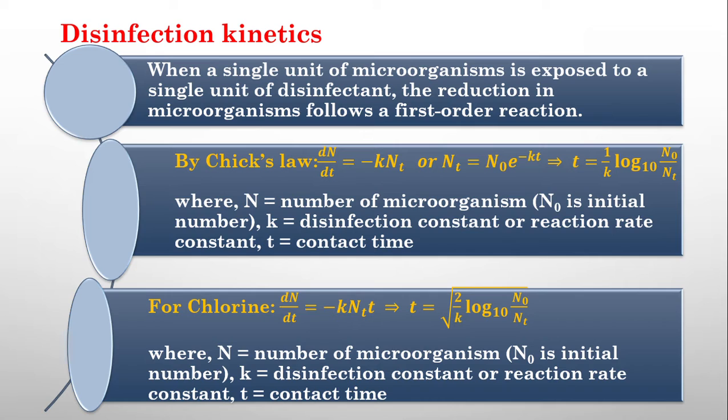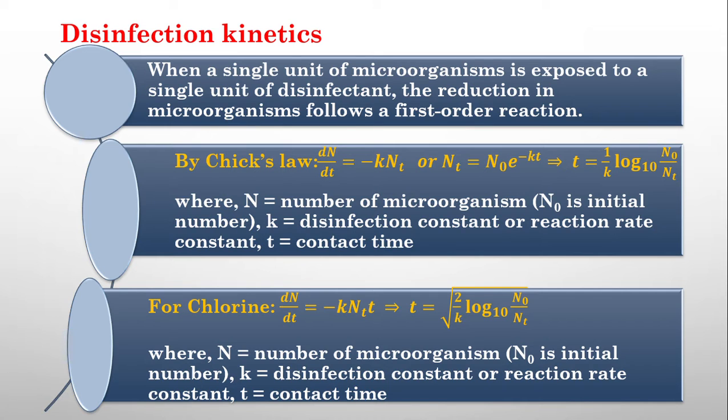Now, the theory behind the disinfection of bacteria is when a single unit of microorganism is exposed to a single unit of disinfectant, the reduction in microorganisms follows a first order reaction. How much rate the microorganisms in water will decrease when we are adding disinfectants. Disinfectants means the substances which are used for disinfection. For example, chlorine. Chlorine is the most widely used disinfectant. So when we are adding chlorine, at what rate the number of microorganisms in water is reduced.